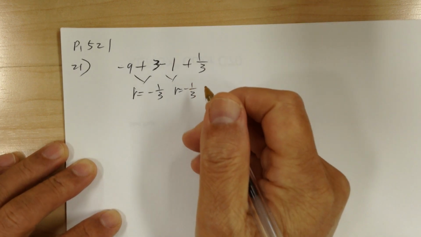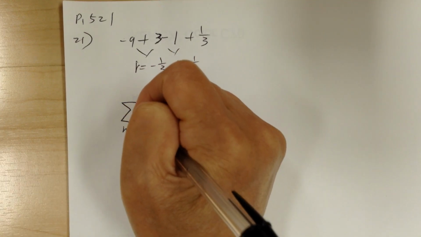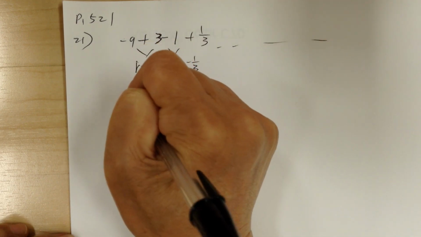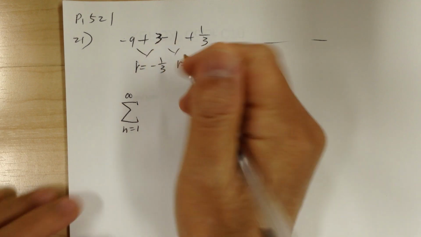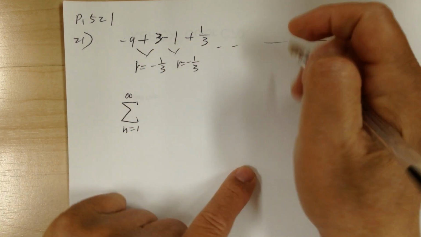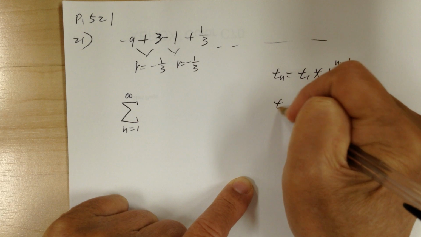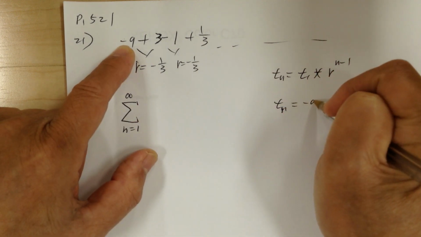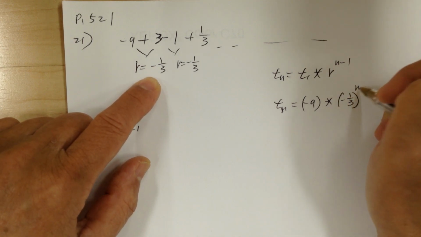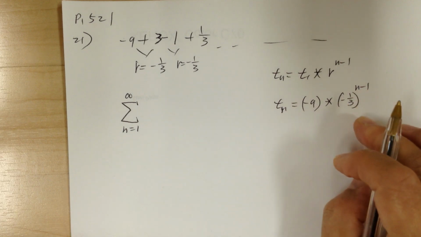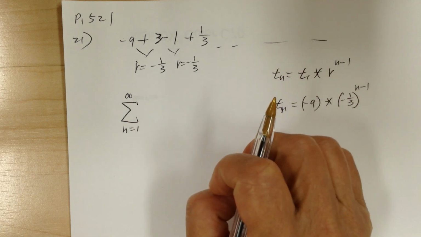When you do the sigma notation, you start with n equal to 1 to infinity, because this goes on forever, and this would be the t of n. So t of n equals t1 times r to the n minus 1. So t of n equals t1, which is negative 9, times r, which is negative 1 over 3, to the n minus 1. If you have this, that's fine. You can just leave it like this. You don't have to simplify it to match the book.